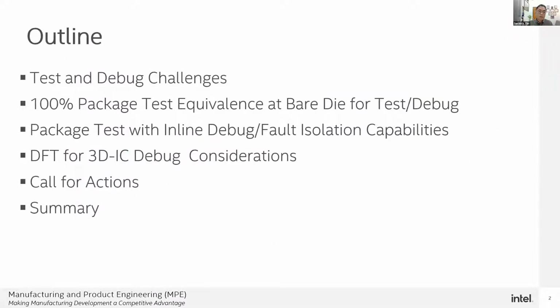So my outline is going to be test and debug challenges, and how do we achieve 100% package test equivalence at bare die. This is one of the important concepts when you go to 3D IC. And what are the package tests with inline debug fault isolation capabilities? What are the important DFT considerations that one needs to implement when you go to 3D IC? And what are the call for actions and a summary?